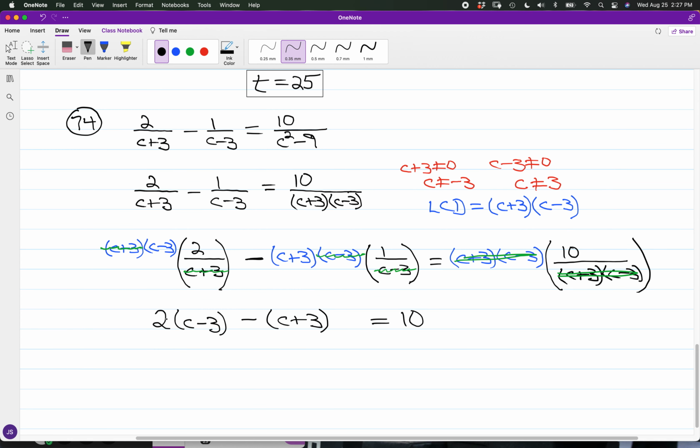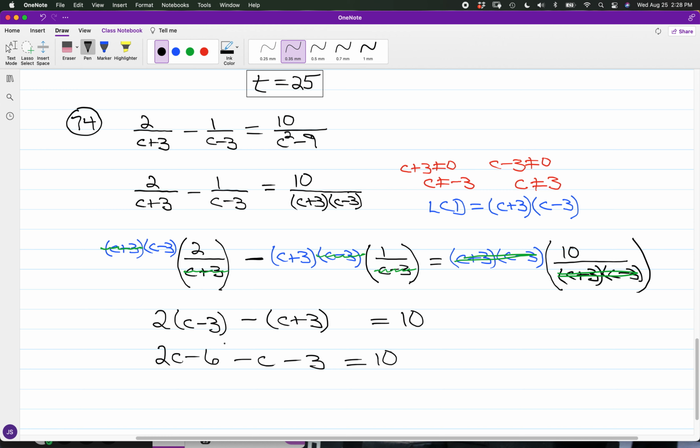Now we can distribute. So you have 2 times the quantity of c minus 3, so this will be 2c minus 6. And then distributing subtraction over the quantity of c plus 3, these terms will become negative. Think like negative 1 times c is negative c. Negative over positive 3 will be a minus 3. And we have is equal to 10.